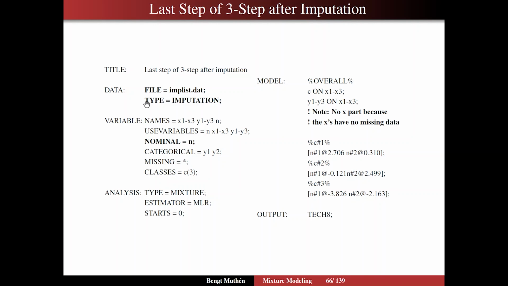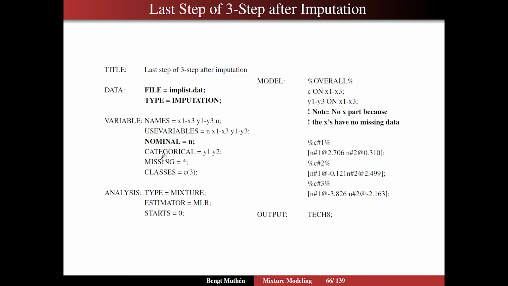And now the data type here is type equals imputation. So type equals imputation data. And the variables are the ones we saved, and we use these variables in the analysis in the model over on the right, and the n is a nominal variable, and the y1 and y2 are categorical. And missing is, like before, 3 classes, starts equals 0 because it is the last step.